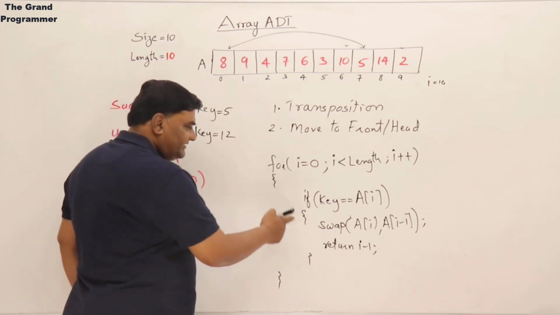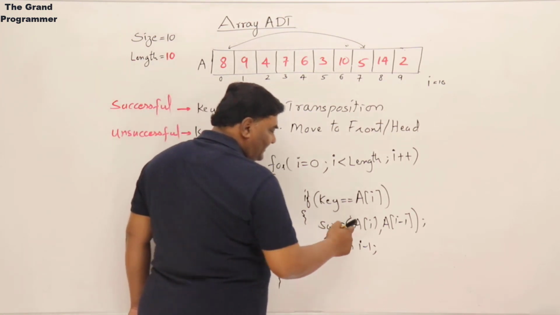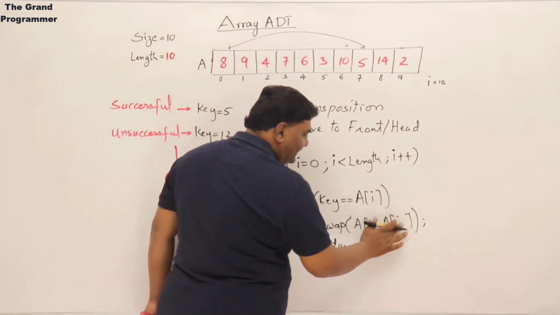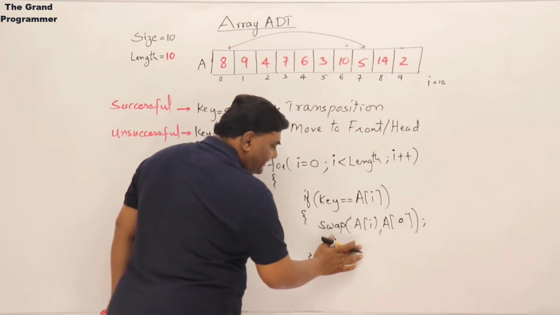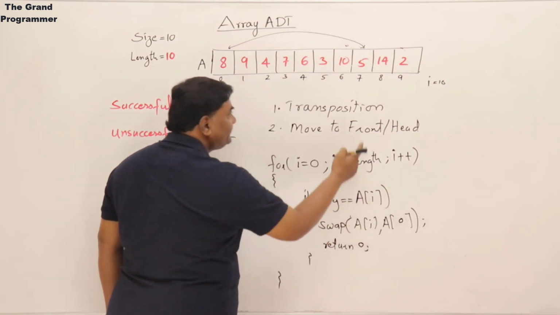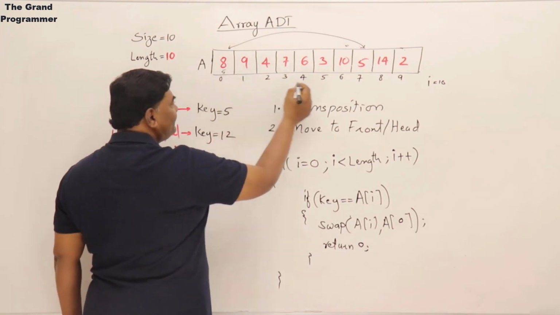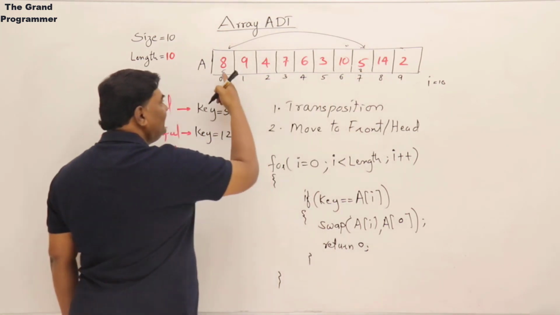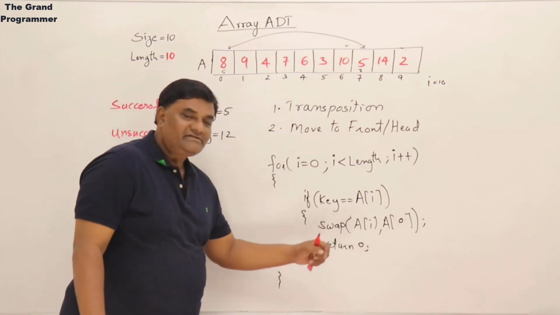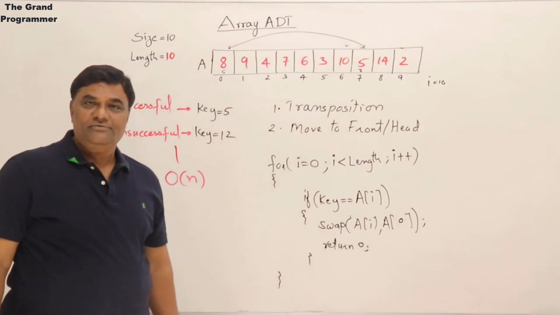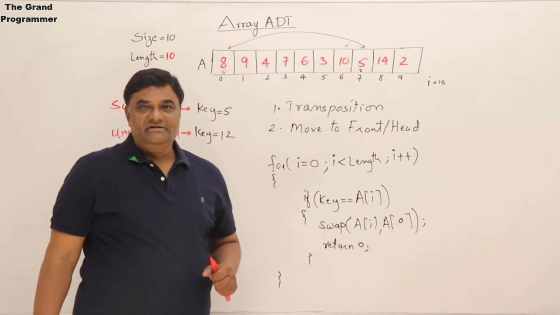Here in this code, if the key element is found, then we can swap the element with index 0. And now the new index is 0 for this element. So 5 is brought here. Let us assume 5 is here and 8 is here. So the key element that we have searched is brought in front. You can return index 0, that the element is at index 0. So this is another method.